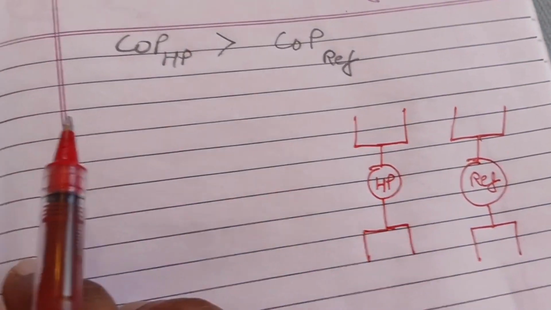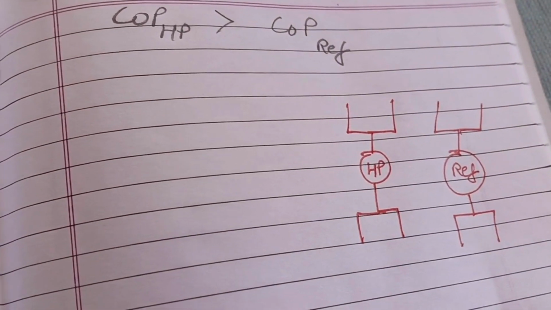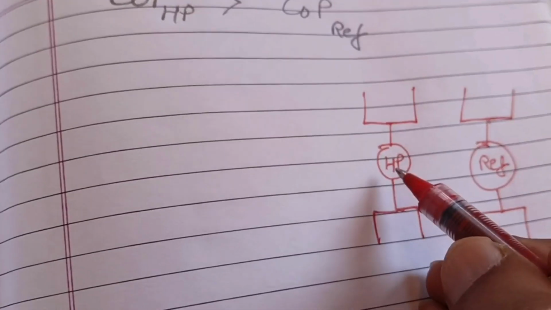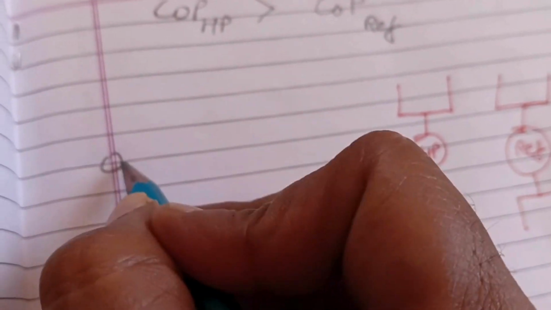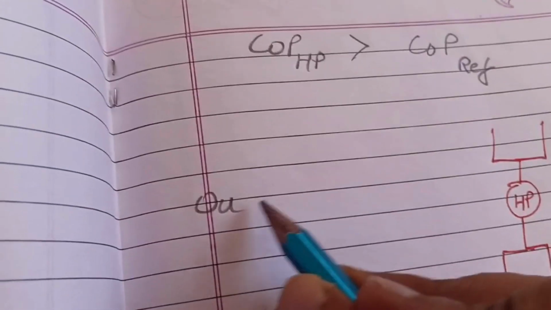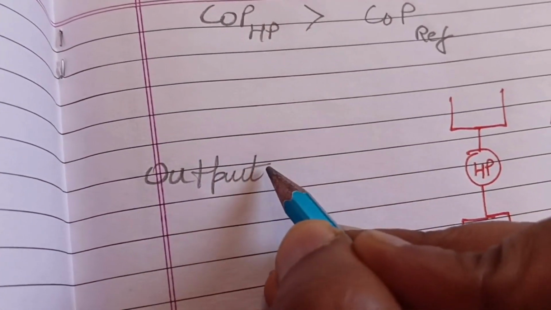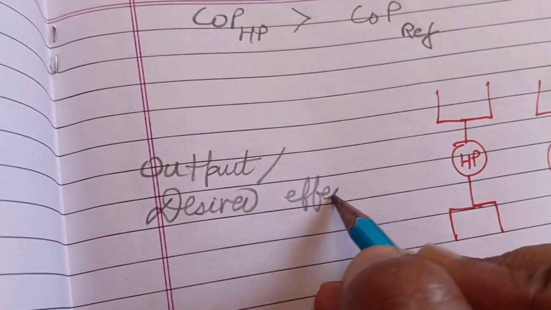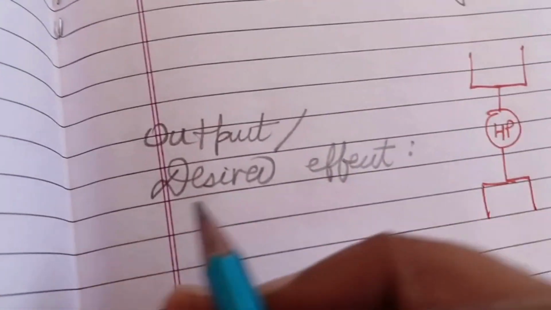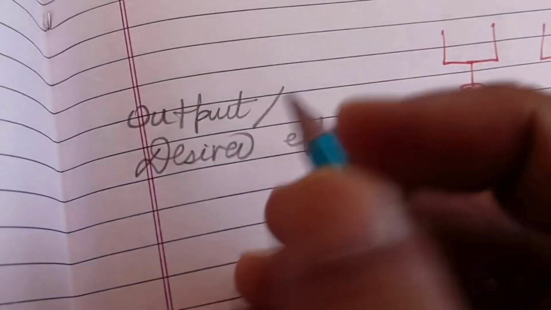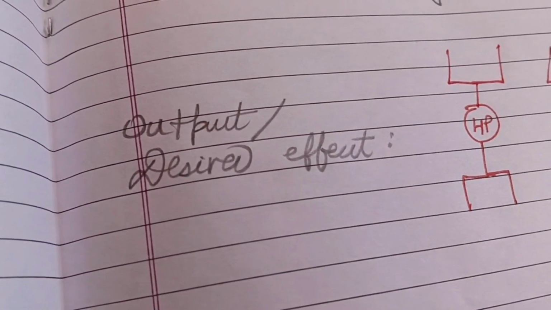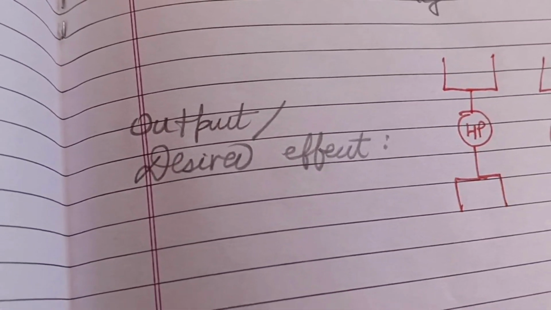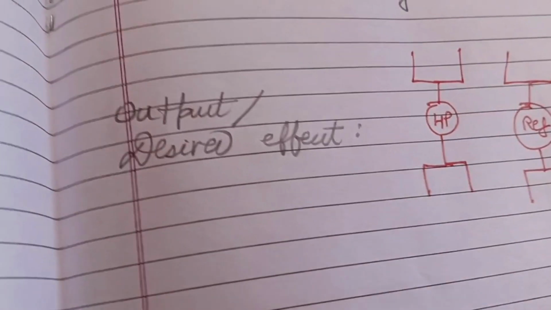So I will write COP one by one. First I will write COP for heat pump. So what is the desired effect of heat pump? What is the output in case of heat pump? I will write here output or desired effect. Desired effect means the result that we want. So a heat pump always heats up a space. We want heating of a space or an area by the heat pump.